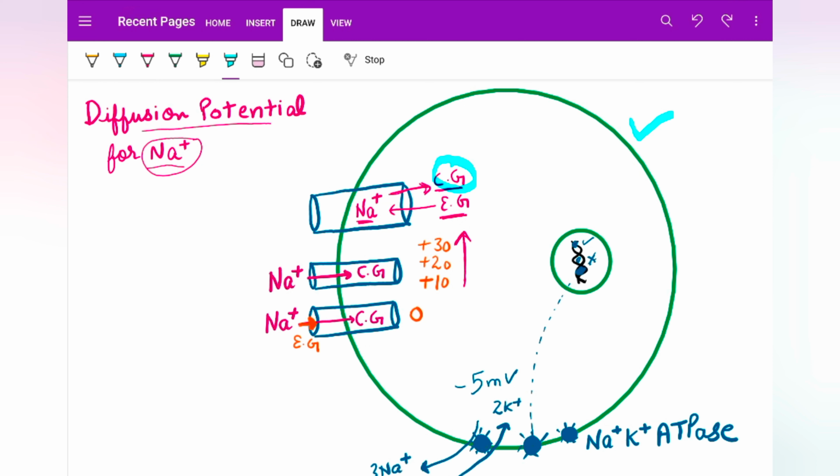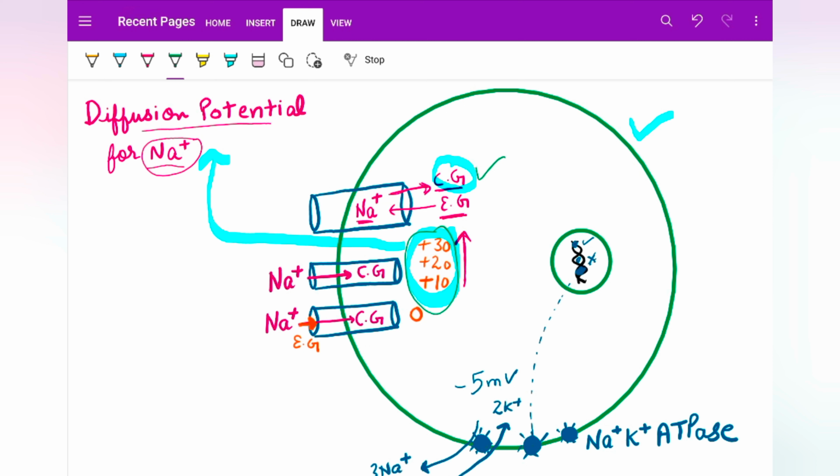And this electropositivity, plus 10, plus 20, plus 30, which is developing inside the cell due to diffusion in of sodium, this is called what? Diffusion potential for sodium, or we say that membrane is developing diffusion potential for sodium. Now what's going to happen? See, a time will come that diffusion potential of sodium, this diffusion potential across the membrane, becomes strong enough to balance what? Concentration gradient, which is acting inwards.